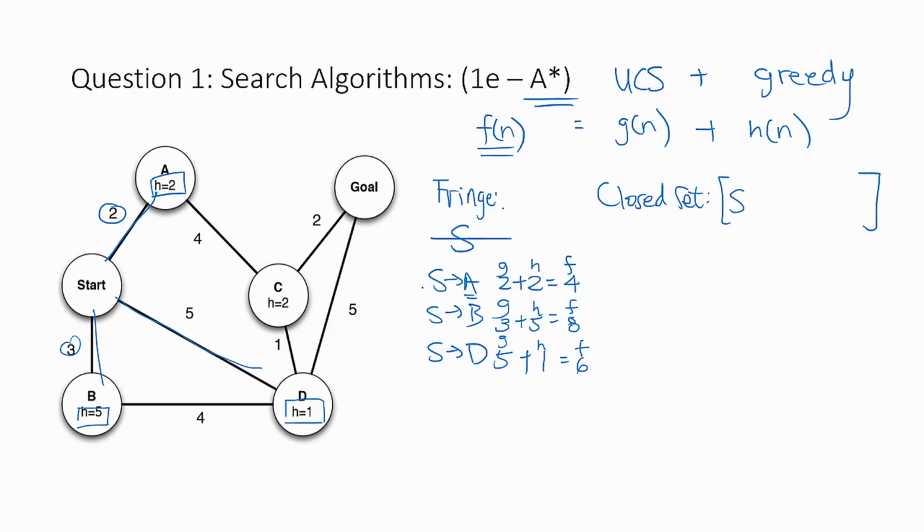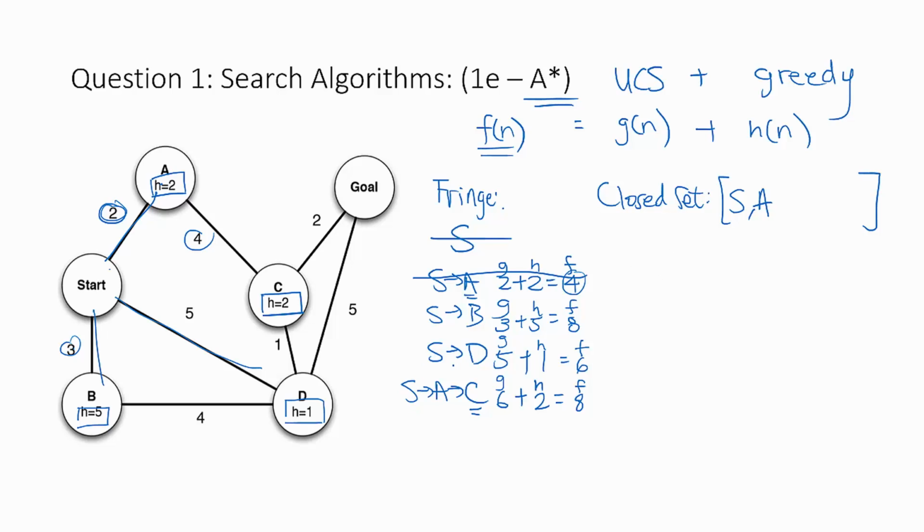So A star prefers low F cost paths, so we'll take S to A because this is the lowest F cost we have. We'll put A on the closed set, and we'll enqueue the relevant successors of S to A, which is S to A to C. The G cost on this path is the cost to get to A from start, that's 2, plus the cost of getting from A to C, that's 4. So in total, that's 6. And the heuristic value is going to be for C, that's 2. So we put a 2 here. The total F cost is 6 plus 2, which is 8.